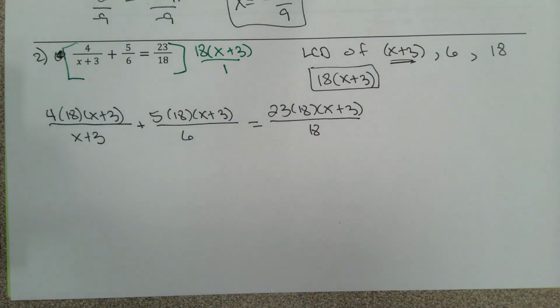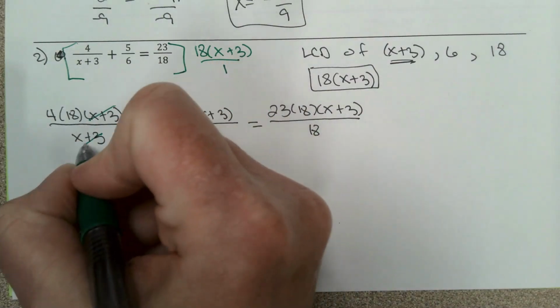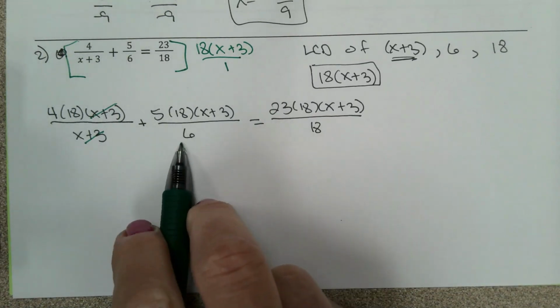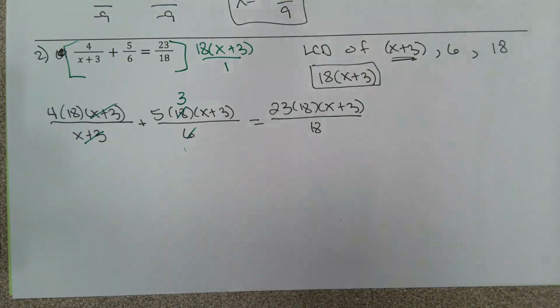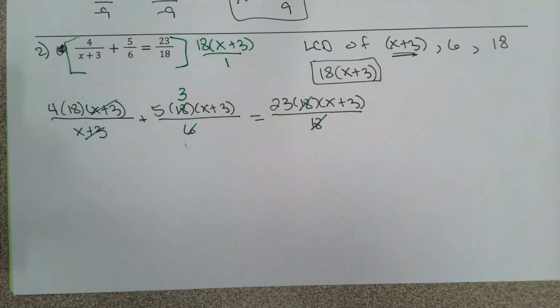Now I'm going to cancel what's common to the numerator and denominator. In the first fraction, my x plus 3's cancel each other out. Here, I see that 6 goes into 18 3 times, so I'm going to reduce that part of it. And then over here, my 18's cancel each other out.